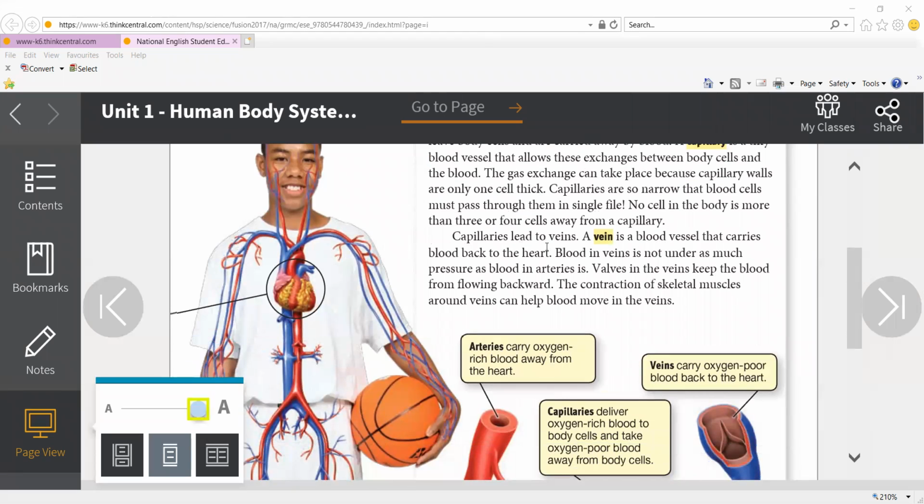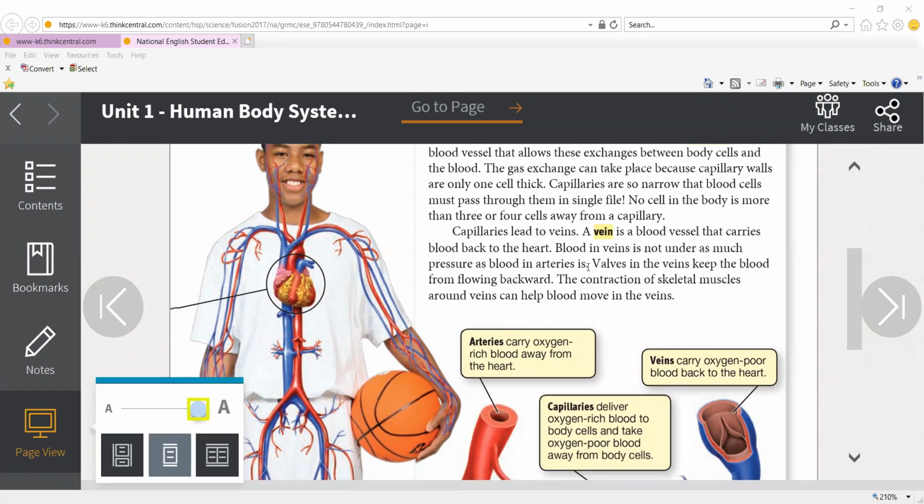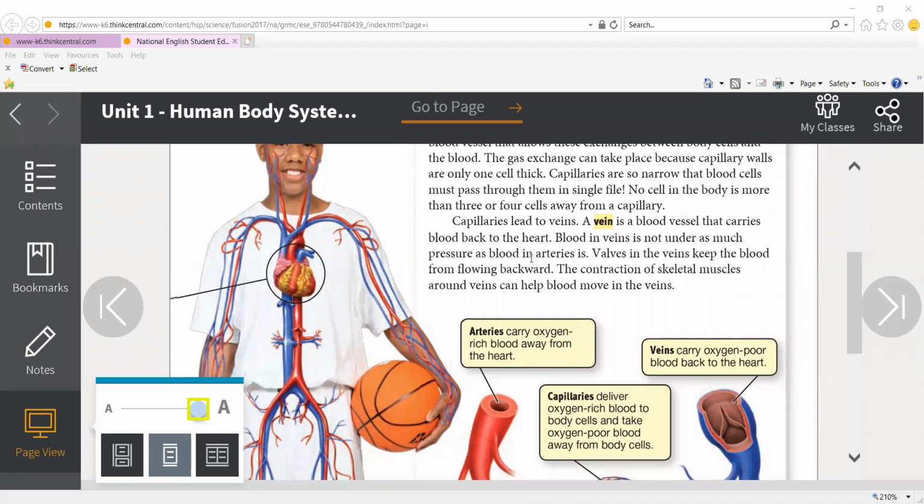Now, capillaries lead to veins. You are seeing blue and red here. That means one is responsible for taking blood towards the heart, and one away from the heart. One is artery and the other is vein. Between them, how are they connected to each other? With the help of capillaries. Do you understand this? They are connected with the help of capillaries. Blood in veins is not under as much pressure. In the arteries, there is so much pressure, but in veins, not much.